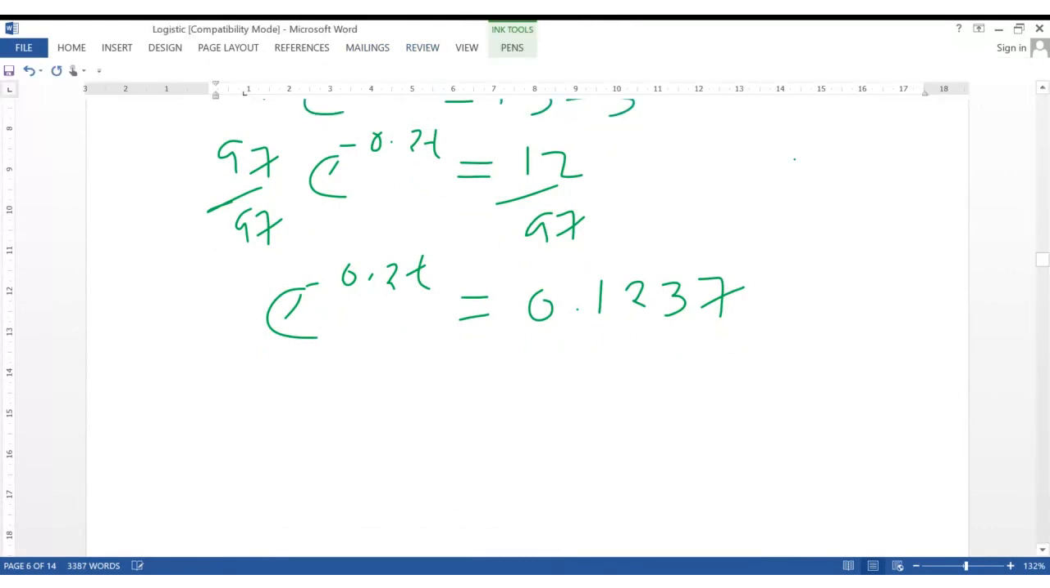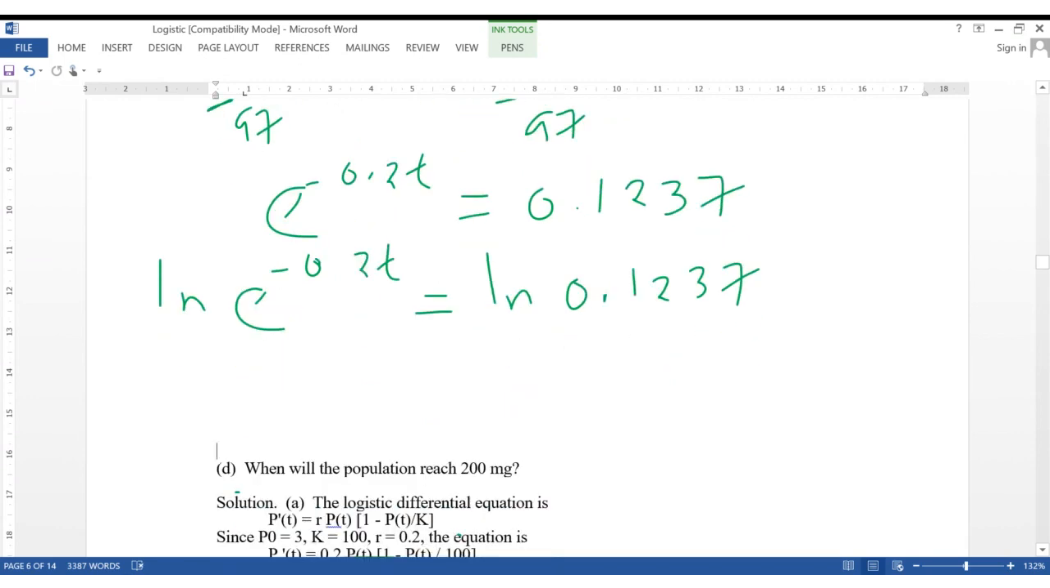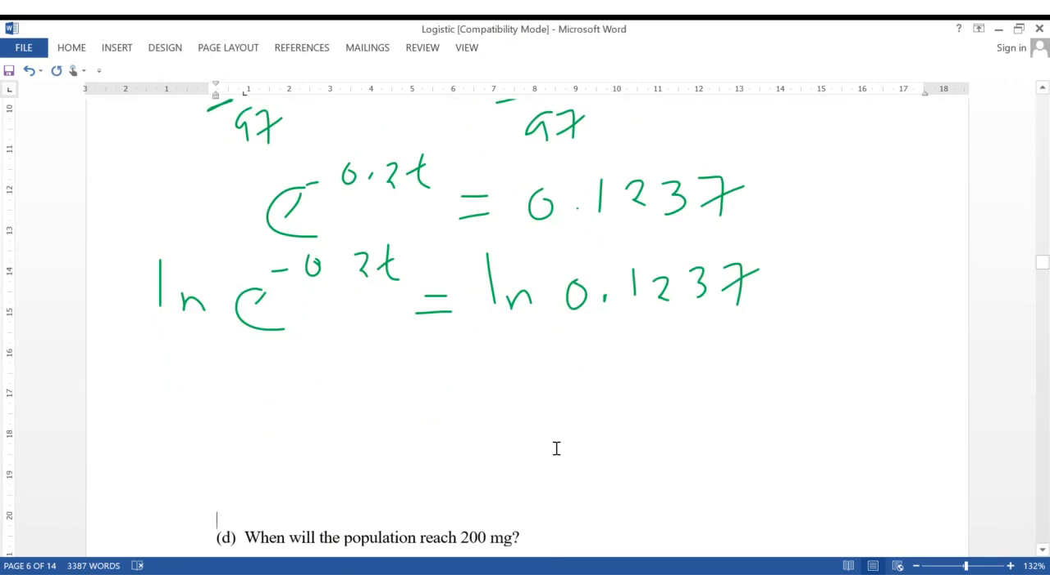So I'll have here ln exponential negative 0.2t is equal to ln 0.1237. So when you have ln and exponential, what will happen? In the previous example, I said when you have ln and exponential, basically you'll just remain with the power. So on the left hand side, we shall just remain with the power because the ln and exponential are cancelling. So negative 0.2t.